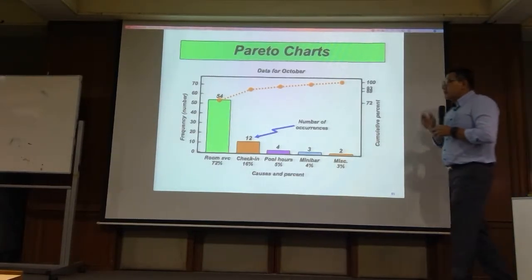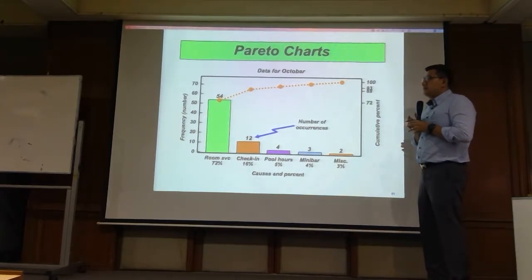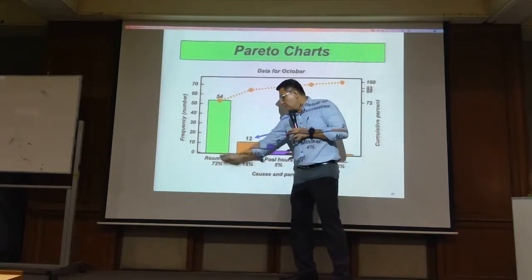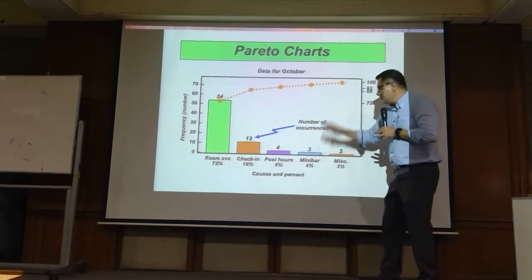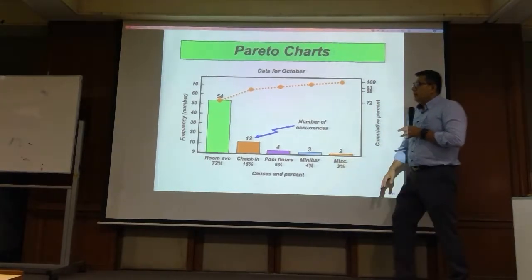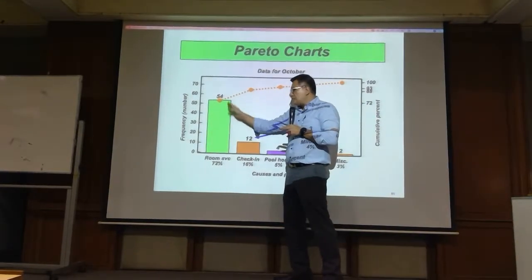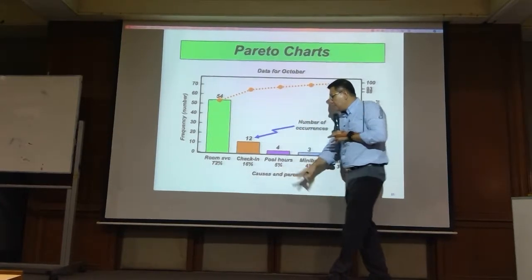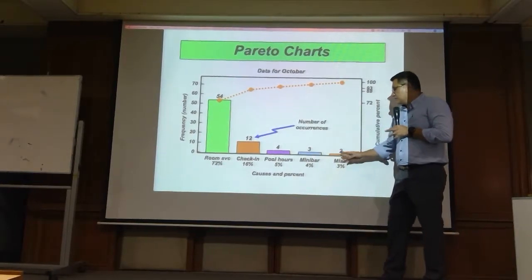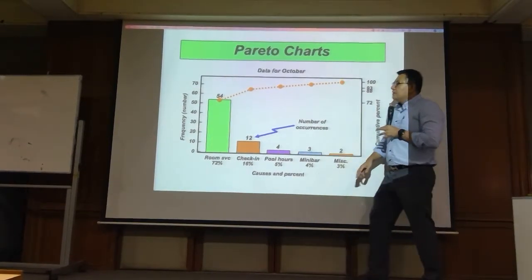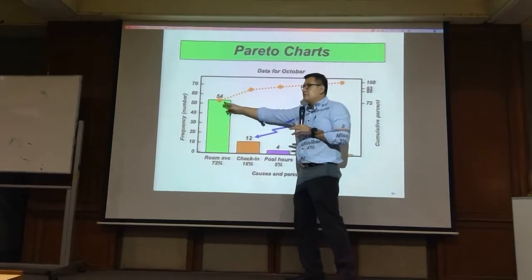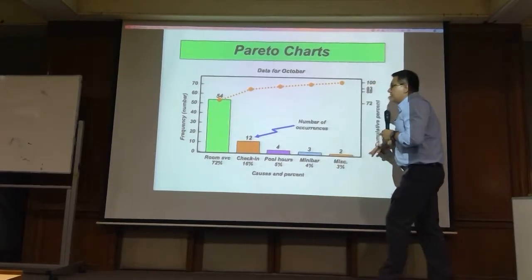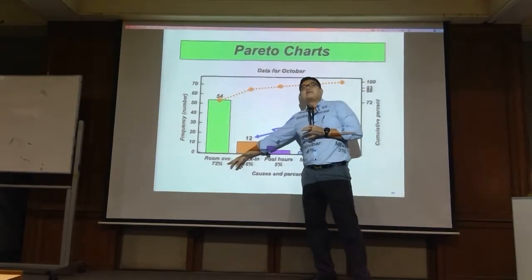Just like you have the problem of the hotel, right? And you list the causes of the problem. Maybe they come from the room service, the checking in, the pool hour, the minibar, and so on, right? Based on your information, room service is about 54 frequency, checking in 12, pool hour 3, this one 3, this one 2, and then you calculate the percent, cumulative percent, right? 54, the room service overall accounts for around 72%.